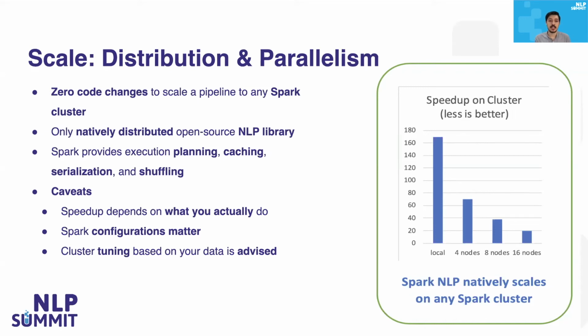The caveat is that scaling is not linear. You always have trade-offs between a single machine and multiple machines, such as distributing the data, managing tasks, the network activity, and it also highly depends on the task you are doing. So having 10 machines doesn't necessarily mean that you're going to get something 10 times faster. Also, the Spark configurations really matter, and tuning your cluster is highly advised, meaning knowing your cluster and your data set will help you to take full advantage of distribution and parallelism.